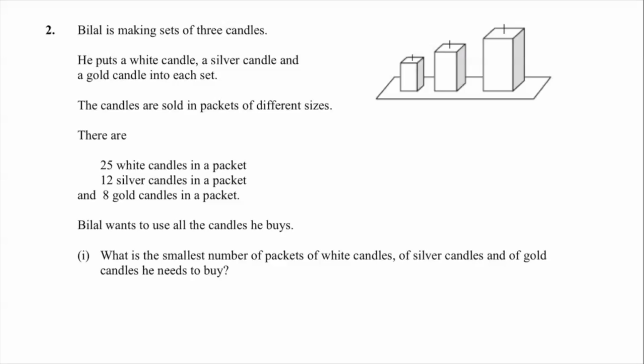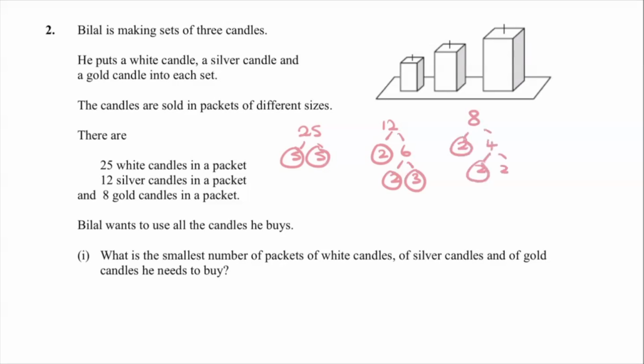So we could list the 25 times table, we could list the 12, we could list the 8s until we find a match. I'm going to show a slightly different way of approaching this by doing the product of prime factors. So for 25, I have 5 and 5. For 12, I would have 2 and 6, and then 2 and 3. So I'll just circle my actual prime factors. And for 8, I would have 2 and 4, 2 and 2.